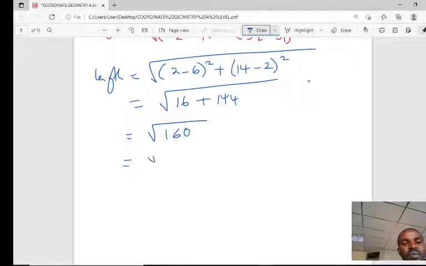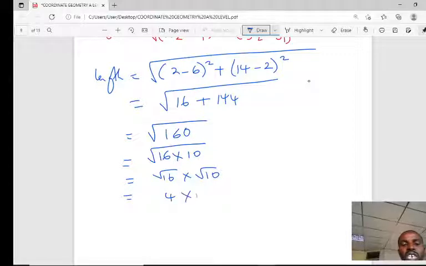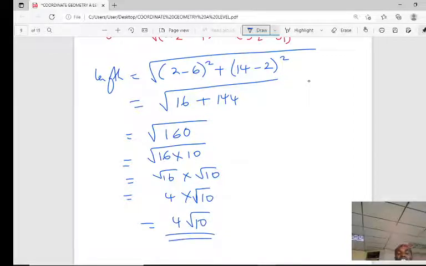So you say square root of 160. We find two numbers that are factors of 160, usually one with a square root and the other with no square root. I can see 16 and 10 here. So it will be square root of 16 times square root of 10, which is equal to 4 times square root of 10. So the answer will be 4 root 10. That will be the length of the chord. Then you are done.